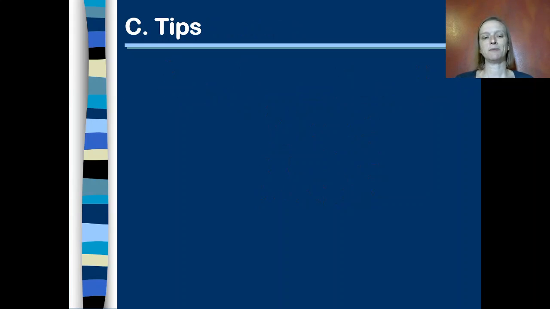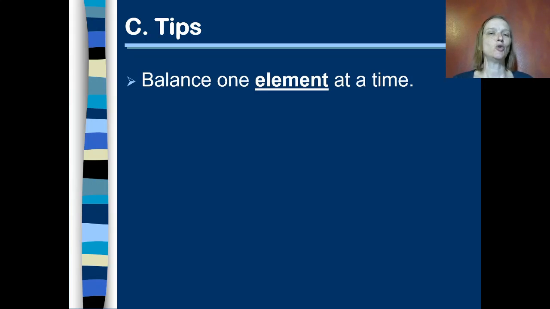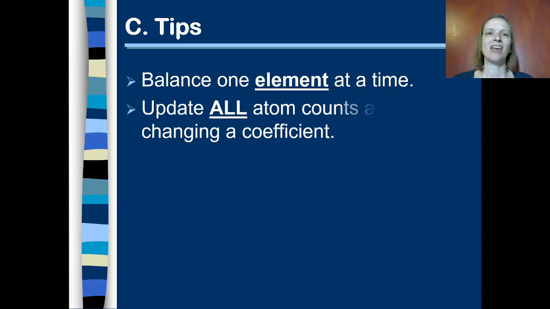So some tips to help you out when you're doing this. Do balance one element at a time. Focus on one thing so that you don't lose track of where you are. And then after you've added or changed a coefficient, update all the atom counts at that time. Everything that's been changed by changing that coefficient.